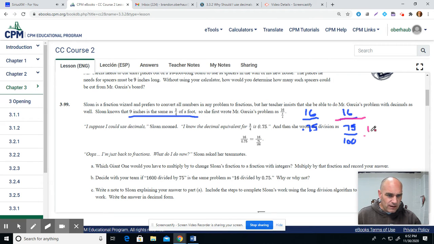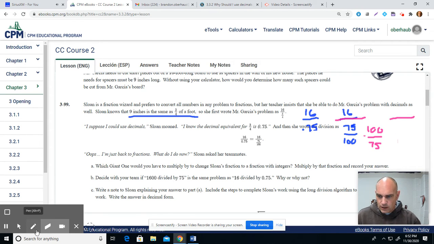I'm going to multiply this by its reciprocal. So I'm going to flip it upside down, 100 over 75. Yesterday we talked about reciprocals, which is taking a fraction and flipping it upside down. So I'm going to multiply by this reciprocal, because look what happens here. It cross-cancels. On the bottom, we just end up with a nice little 1. So the bottom of this fraction just became 1.